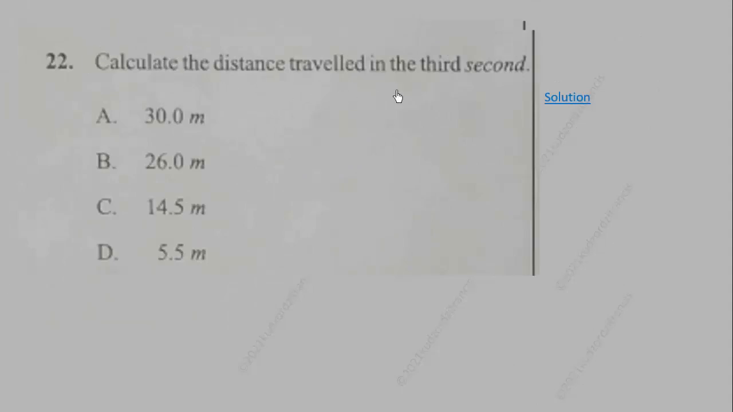Calculate the distance traveled in the 3rd second. So distance traveled in the 3rd second is the difference between the distance traveled in the first 3 seconds and the distance traveled in the first 2 seconds. So let's find the distance traveled in the first 2 seconds by substituting t equals 2 into the function. That will give us 26 meters.